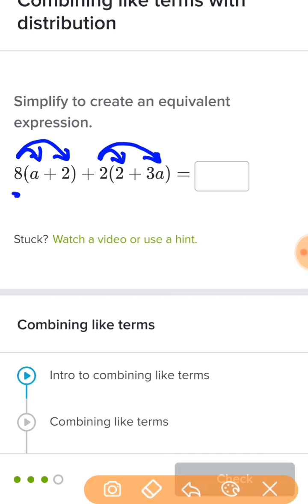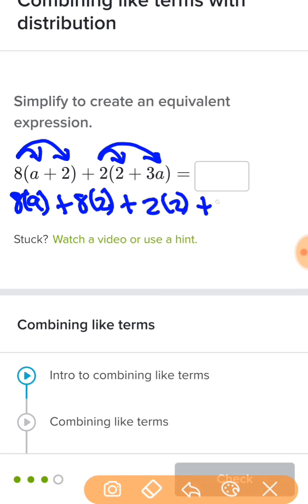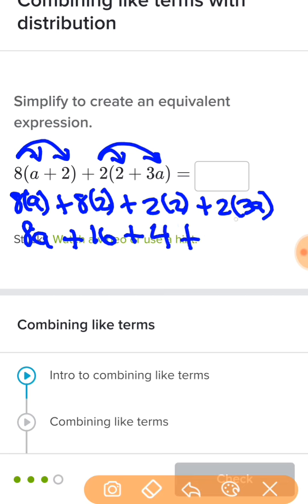I'm now going to write out my expression. So 8 times a plus 8 times 2 plus 2 times 2 plus 2 times 3a. 8 times a gives you 8a. 8 times 2 gives you 16, plus 2 times 2, which is 4, plus 2 times 3a, which would be 6a. I'm looking for like terms, so 8a and 6a both end in a, so they are like terms, same family. 16 and 4 are both constants, so they're in the same family, so they're like terms.